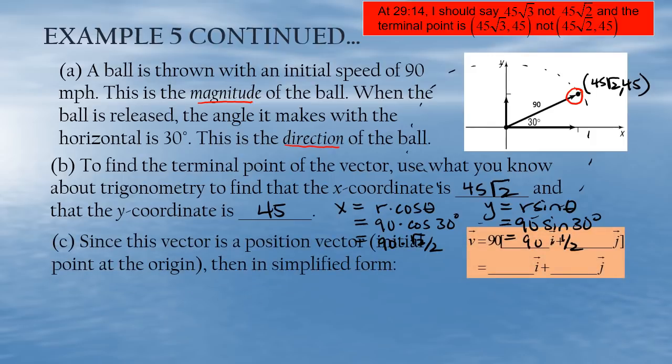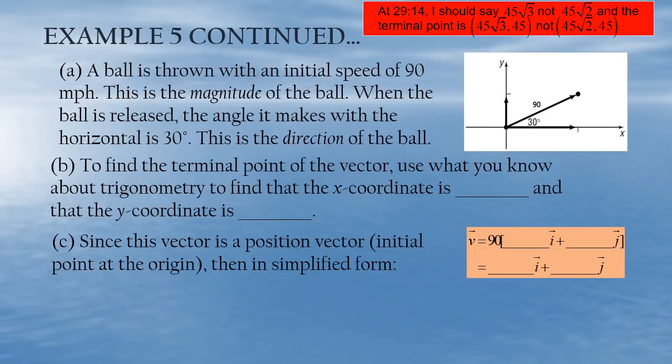Since this vector is a position vector, in other words, its initial point is at the origin, then in simplified form, and I'm going to clear where I wrote over this for just a minute, all right, we could say that 90 times the cosine of 30 degrees i plus sine of 30 degrees j is equal to 45 root 3, that's my x value, and that's with an i on it, I'm writing it as a position vector, plus 45j.